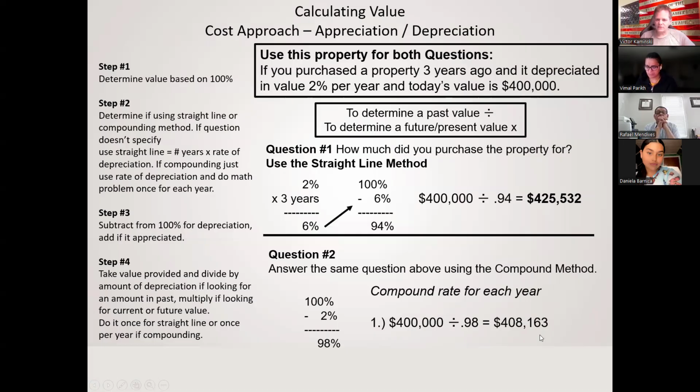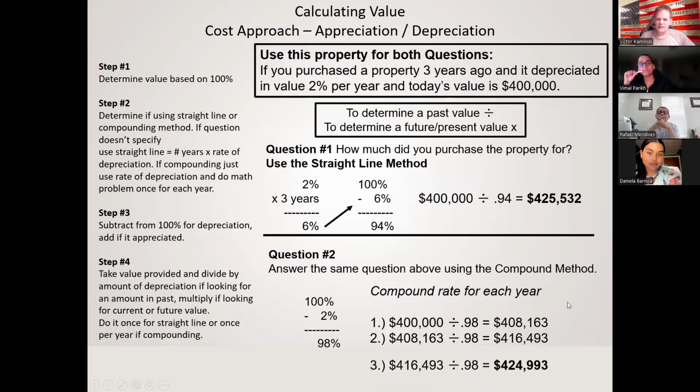That's the first year. But you've got to do this math problem once for each year. So now you take this figure and divide it by 0.98. And then you take this figure and you divide it by 0.98. And you get 424,993. That's the answer. But I'm getting 392. 400,000 divided by 98 is 392. Why?